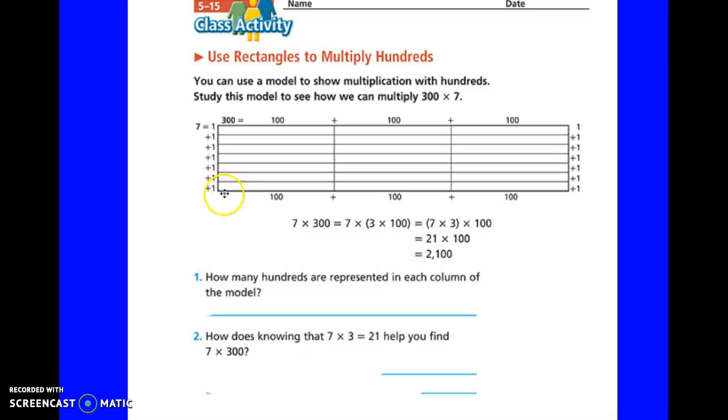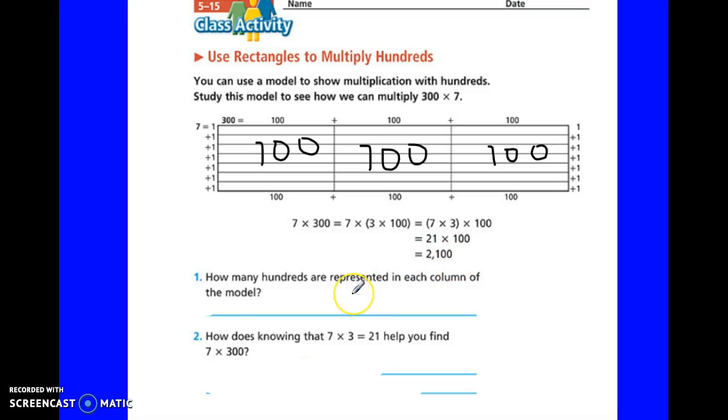The idea is if I take 7 times 100, I get 700. And I do 7 times 100, I get 700. And 7 times 100, I get 700. And then I get to add all those together. So I've got 700 here, 700 here, and 700 here. If I add all those together, 7 plus 7 plus 7 would give us 21. And then I add on my zeros, so I'd get 2,100.